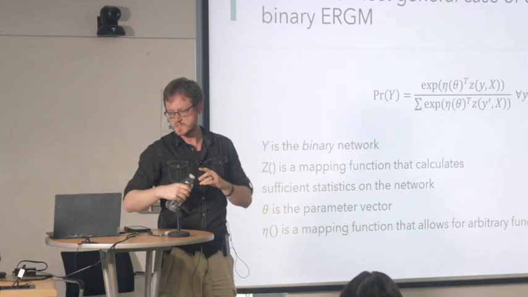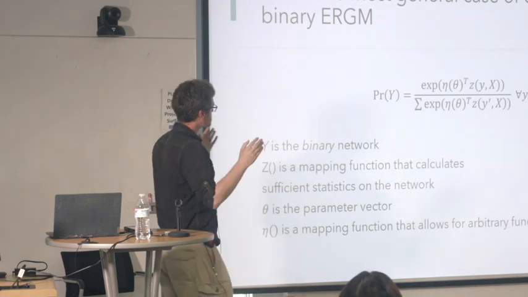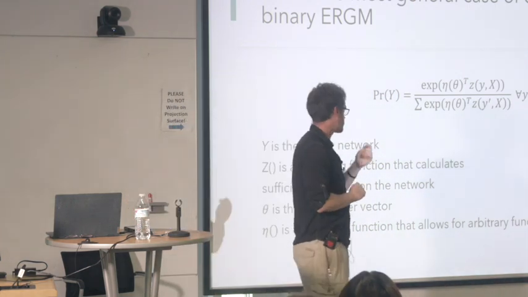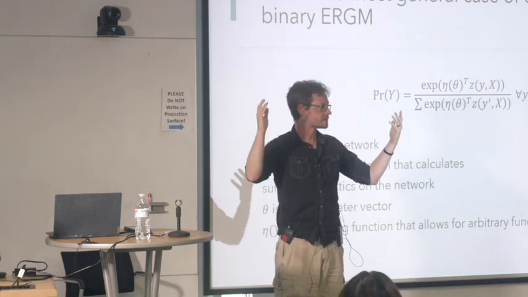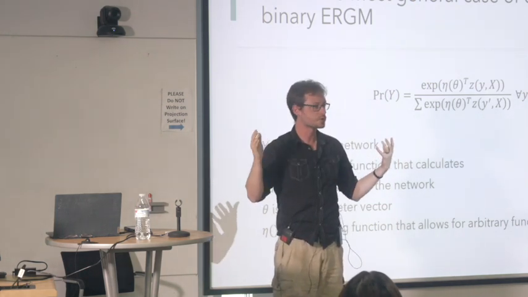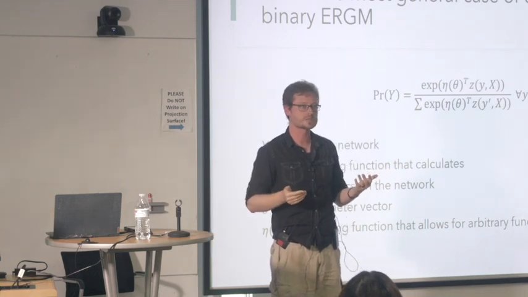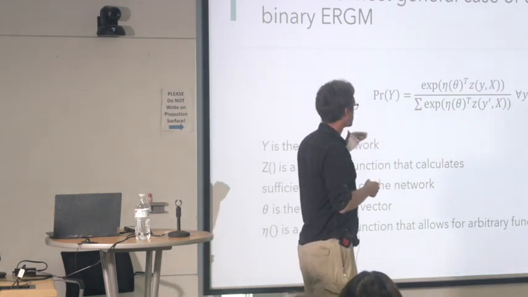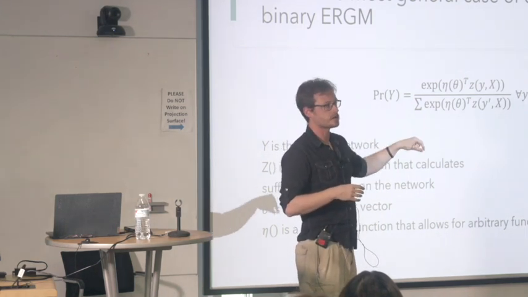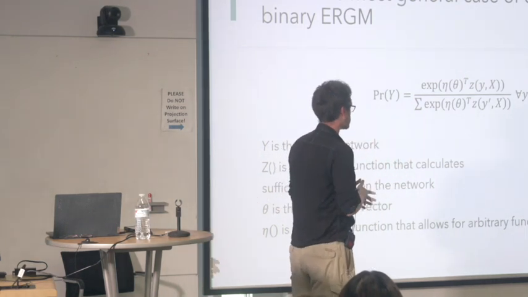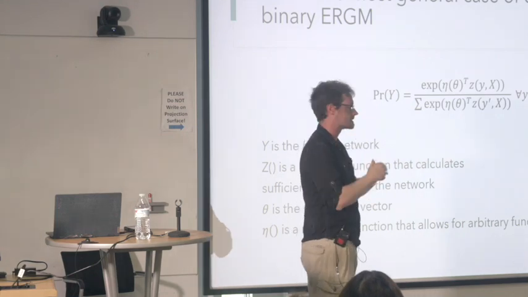OK, so we'll start with a quick review of the most general case of a binary exponential random graph model. We're assuming that we are observing some network out of a distribution of potential networks that could be observed for a fixed set of nodes. And what we're trying to figure out is what increases or decreases the probability of observing our network as opposed to all other networks that could be observed on a fixed set of nodes by perturbing the ties.